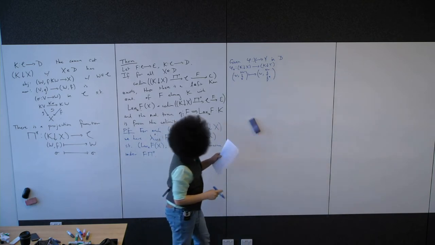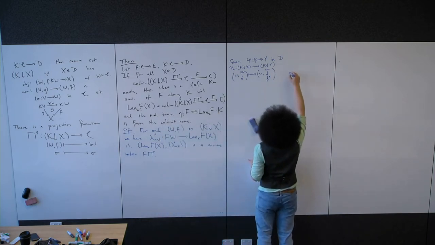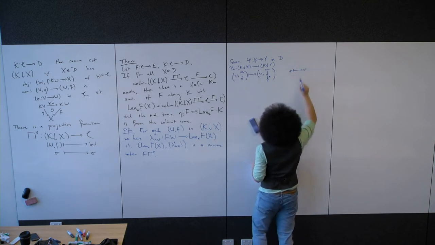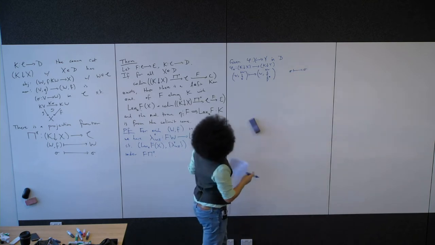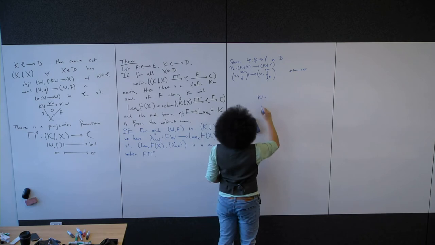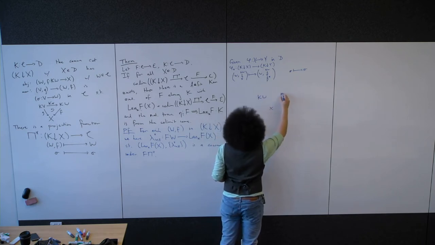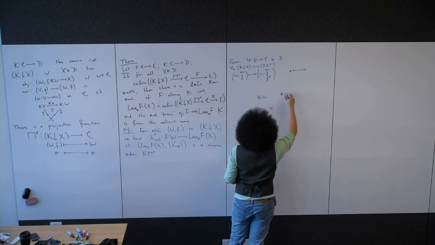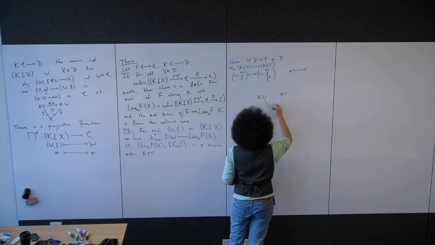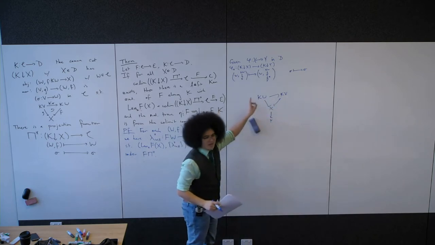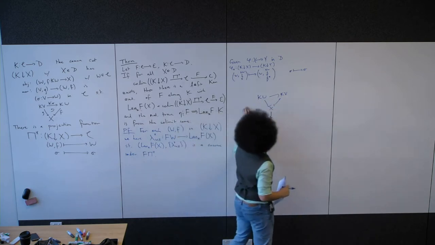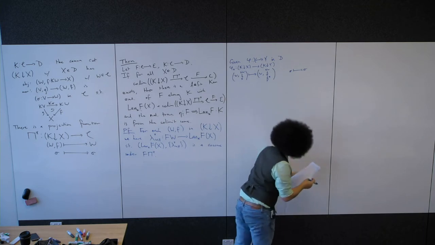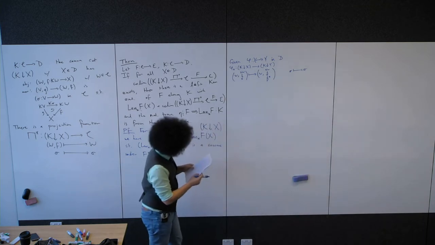Okay, and it sends morphisms to the same morphism, right? Because if I have kw over x and kv over x, if I do the post-composition with y, this still is a map where the relevant triangles commute, so. All right.